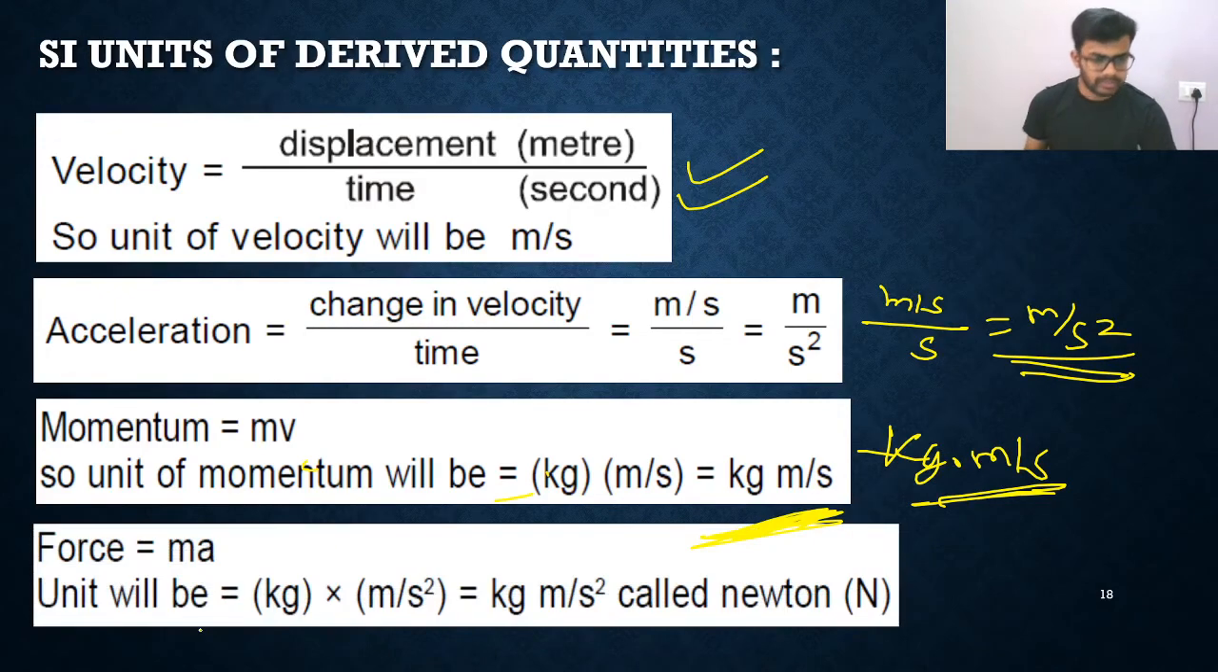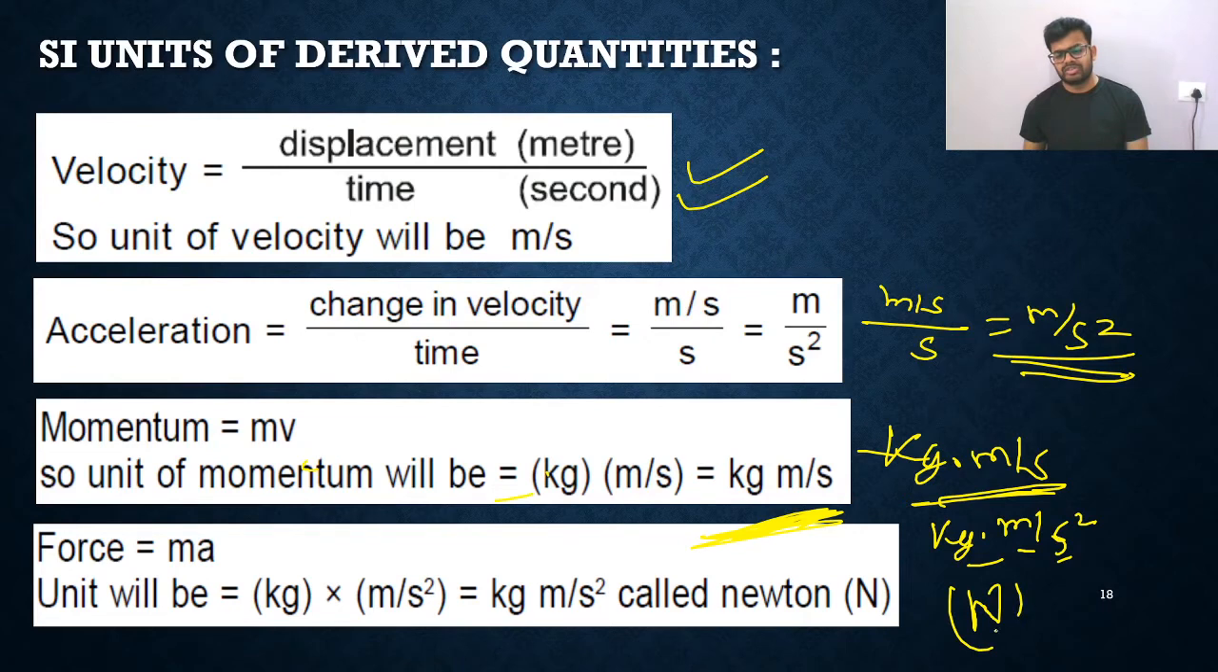Next, if I talk about force, force is what? Mass into acceleration. All of you know this formula. Mass is kg and acceleration is meter per second square. So we are getting kg meter per second square, and it is called Newton. The symbol of Newton is capital N. If you want to write Newton in words, you have to write it in small letters. So the SI unit of force is Newton.